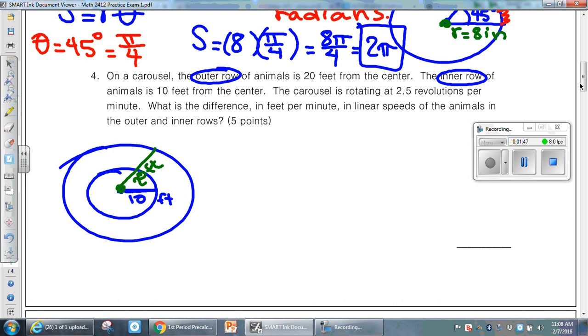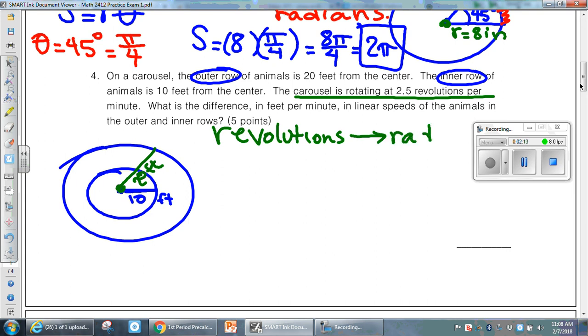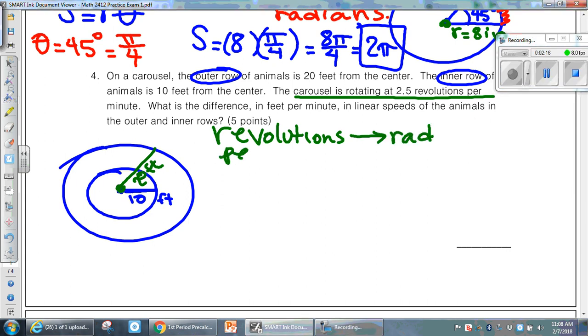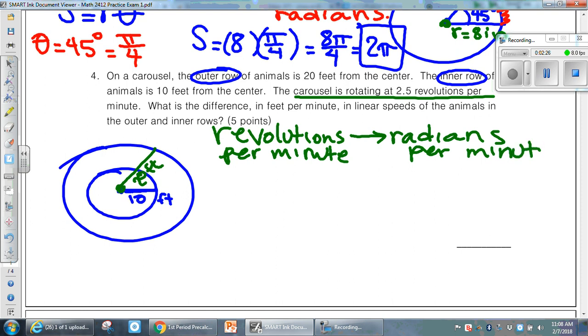Okay, so the carousel is rotating at 2.5 revolutions per minute. Remember, that means it's going around 2 times, and then half of the time, around the circle. When we have things like this, we have to go from revolutions per minute to radians per minute first. So that will be the first step. So let's convert that.